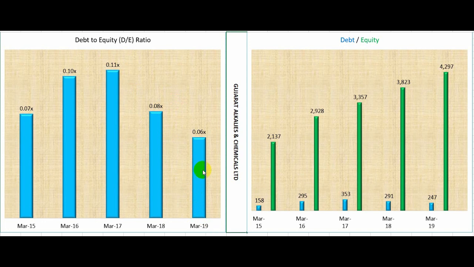So in March 19, the debt to equity was very low at 0.06 times, meaning debt was just 0.06 times of the equity contribution. Value wise, if you look in March 19, the company's total equity contribution was 4,297 crores and the borrowed money was just 247 crores. So there's a very good difference, meaning the company is working on the shareholders' money rather than on the borrowed money.